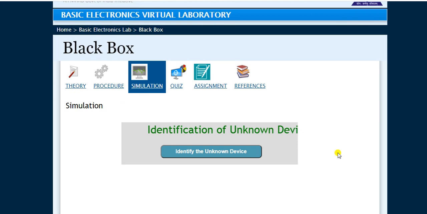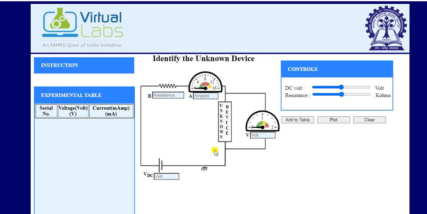So we have a black box, and in this box there is one component. We have to identify whether the component is a diode or a resistor. So we can identify the component with the help of the characteristic curve. So let's start the simulation of this practical. So click on identify the unknown device.